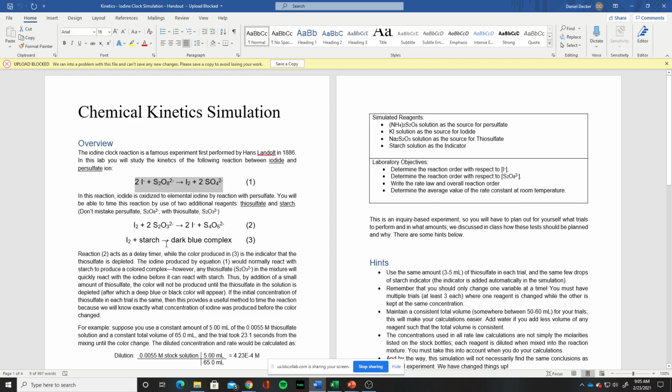And if it gets used up really fast, so we see that blue complex really quickly, that means this reaction was very fast. If it takes longer, then that means the reaction was going slower. So the kinetics are slower. And so that's the general idea behind this reaction. And it's a pretty standard reaction. I've done it multiple times in the lab. It's been a while since I've done this online version of it.